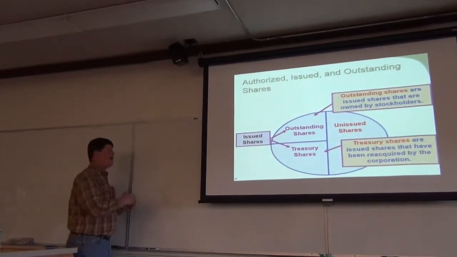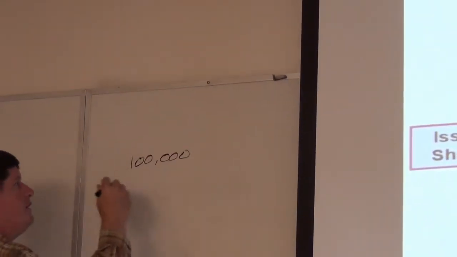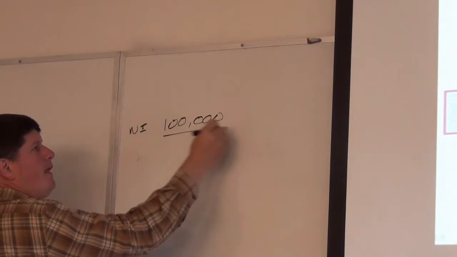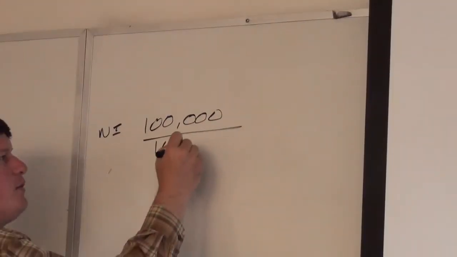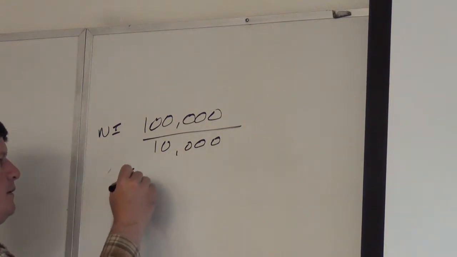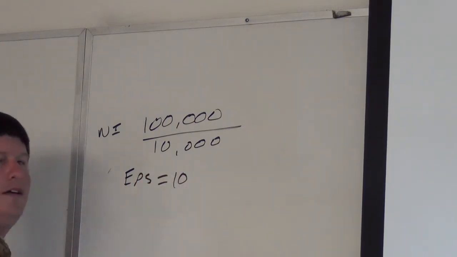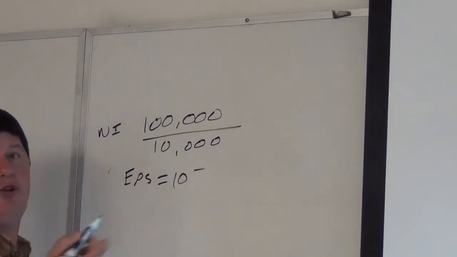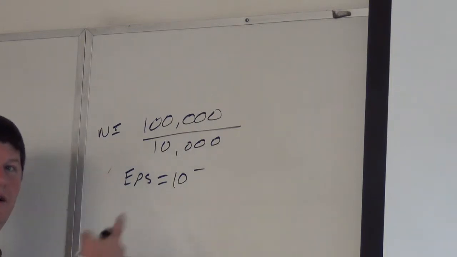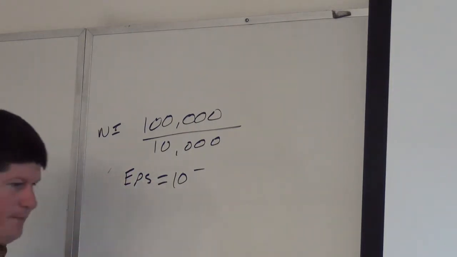So let's say you have $100,000 in net income and you have 10,000 shares of stock. My earnings per share is? Anybody? 10. I'm making $10 a share, which is phenomenal, by the way. I made my company good. So let's change this a little bit.